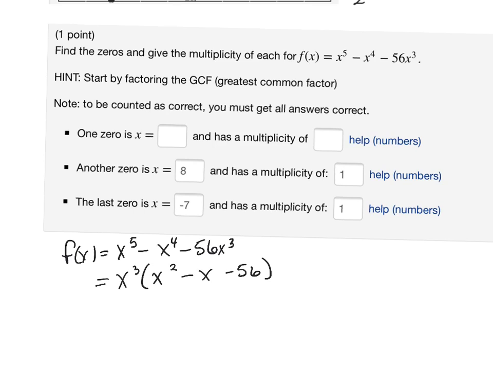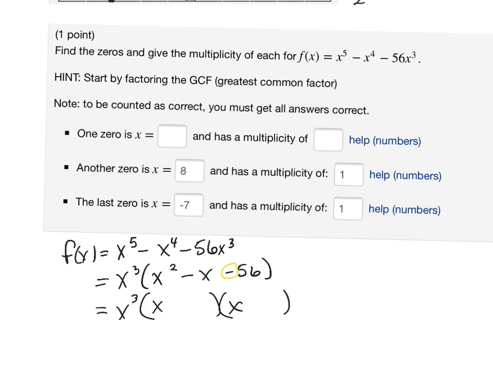Once I do that, all I have to do then is factor the quadratic that's remaining. When I factor the quadratic that's remaining, I'm looking for factors of 56 that have a difference of 1. So this is x and this is x. And I know it's going to be a difference because this is a minus. So I just need two numbers that multiply together to give me 56 and have a difference of 1. Well, what are the two numbers that multiply to give me 56 and a difference of 1?